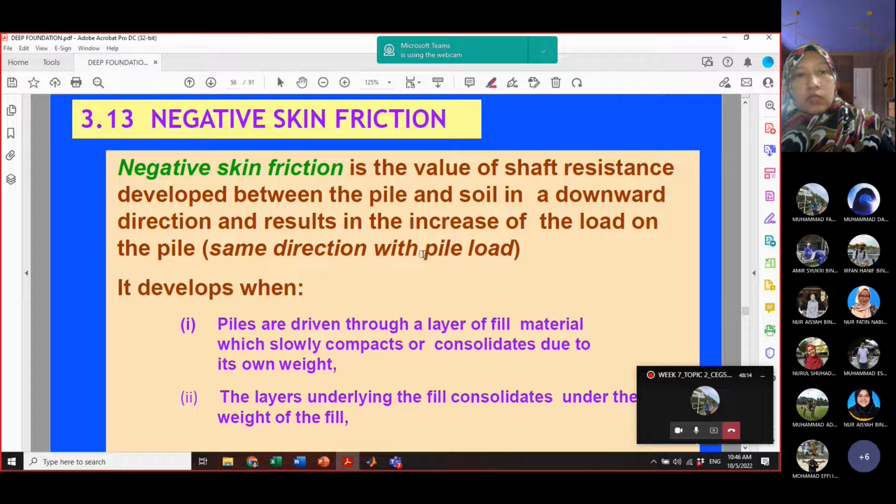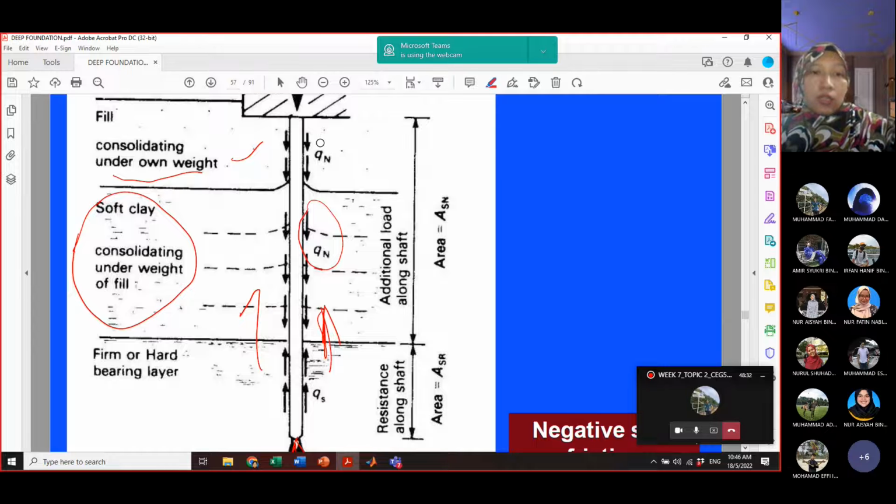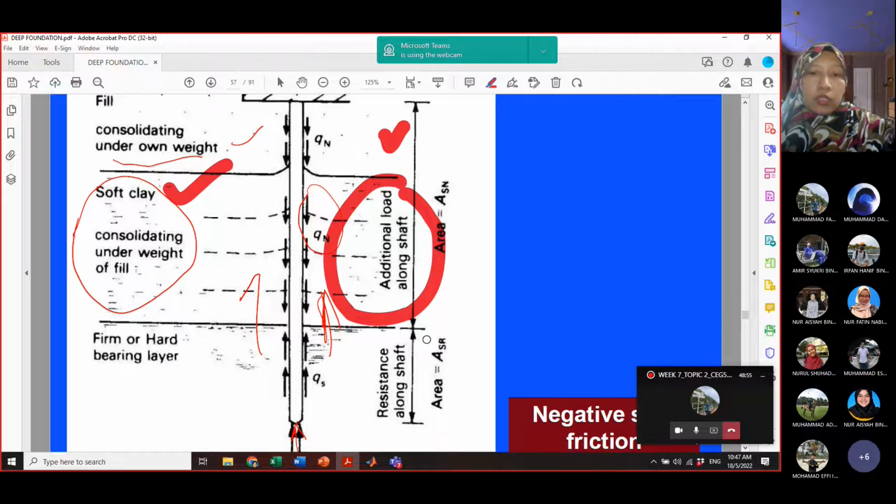What happens when we have negative skin friction is that piles are driven through a layer of fill material which slowly compacts or consolidates due to its own weight. The layers underlying the fill also consolidate under the weight of the fill. So this is how it happens, with the negative friction present in this filling process. It should not happen like that, but you can see that it happens in the fill and also in the clay soil, so additional load is created along the shaft. That is the disadvantage of negative skin friction.